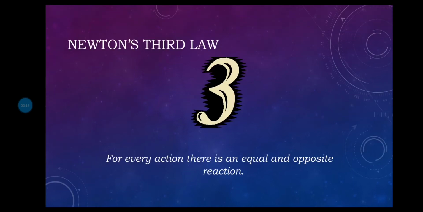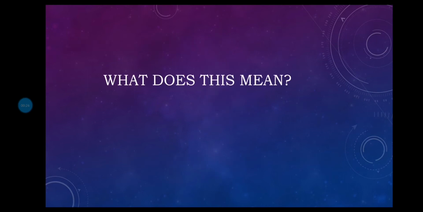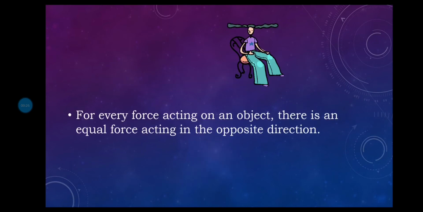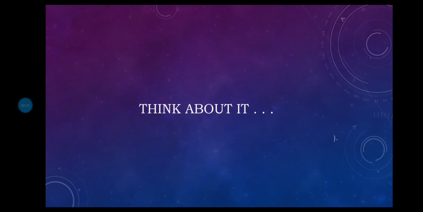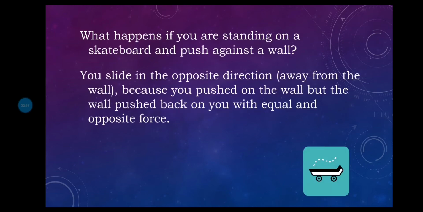So, Newton's third law states that for every action, there's an equal and opposite reaction. What does this mean? It means that for every force acting on an object, there's an equal force acting in the opposite direction. Think about it. What happens if you are standing on a skateboard and push against a wall? You slide in the opposite direction.